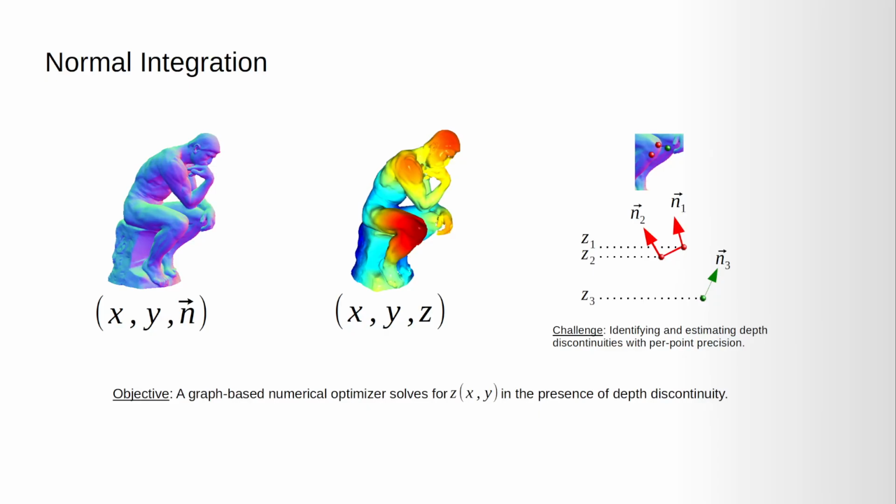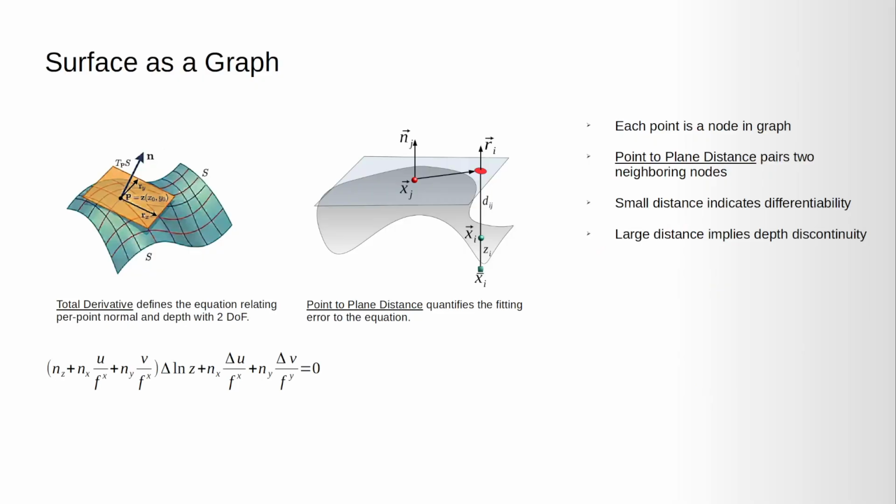We propose treating an arbitrary, semi-differentiable surface as a weighted graph. Here, the points sampled from the surface serve as graph nodes, and each directional edge weight is evaluated in terms of point-to-plane distance. Specifically, a tangent plane is extended from each point, and the total derivative dictates how well its neighboring points fit this local plane. The magnitude of this distance directly measures the differentiability of the local surface patch.